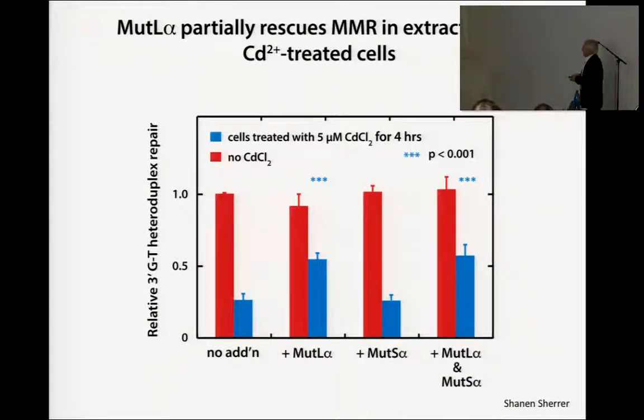And she also showed that exogenous MutLα significantly rescues the mismatch repair defect in extracts prepared from cells treated with 5 micromolar cadmium, which is a biologically significant concentration. So we think that selective inhibition of MutLα plays an important role in cadmium mutagenesis, and presumably in its function as a carcinogen as well.